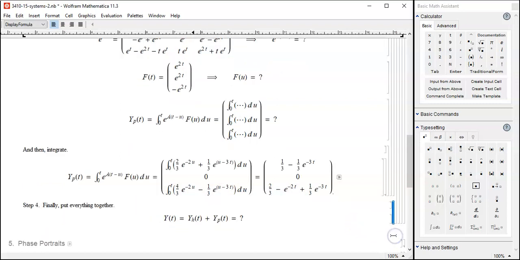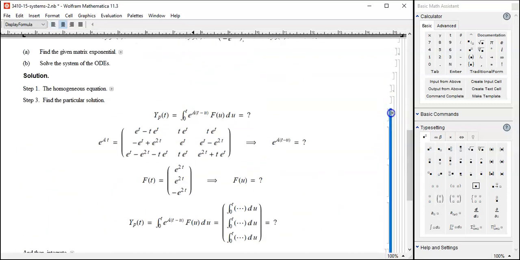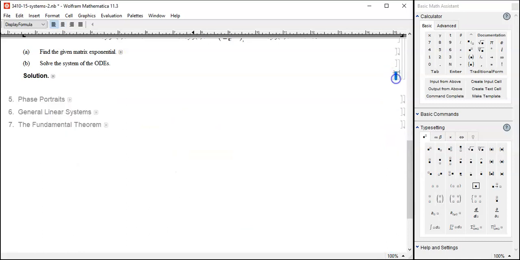Finally, putting everything together, you're going to get something. Okay, all right, I'll stop here. I left a lot of holes here intentionally, and that's much for you to fill out.